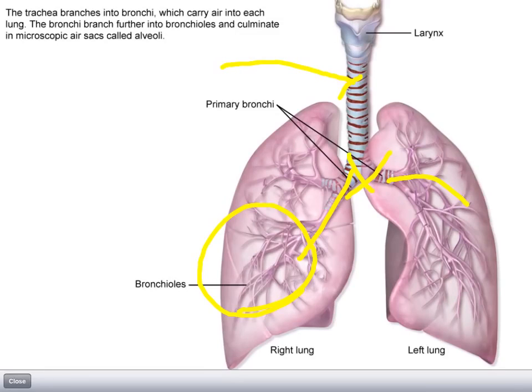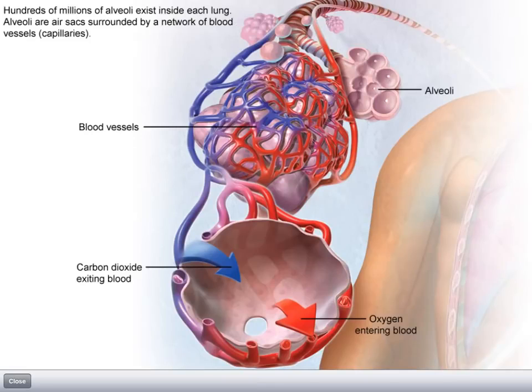They become narrowed due to muscular constriction of the bronchial walls. They become narrowed due to inflammation. They become narrowed due to mucus production. So here's where the real work of respiration is occurring, where the alveoli interface with the capillaries.